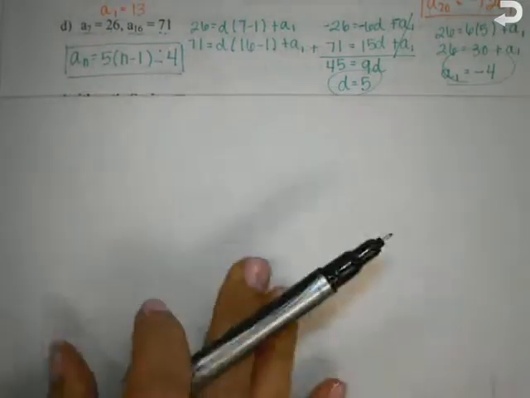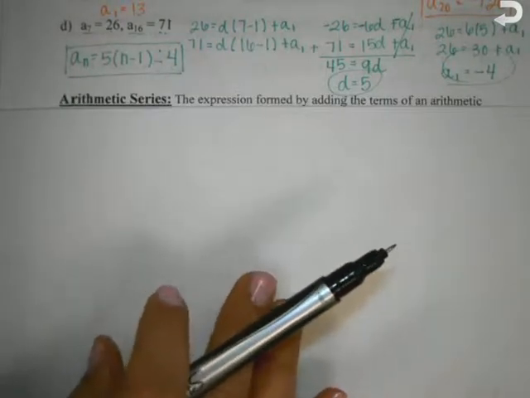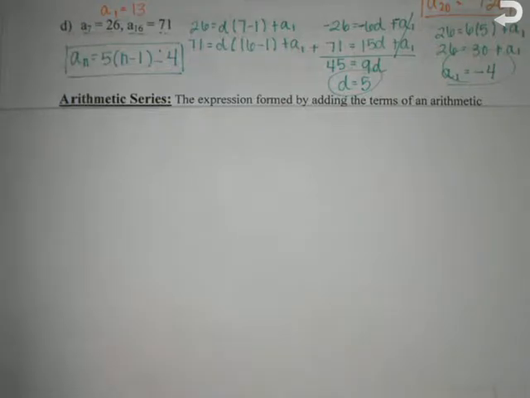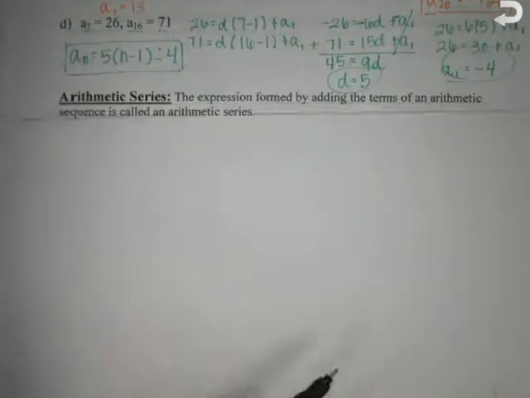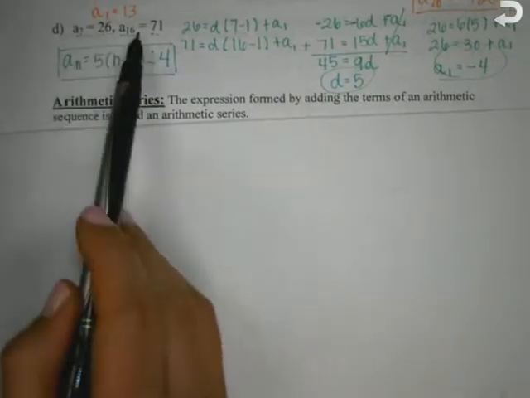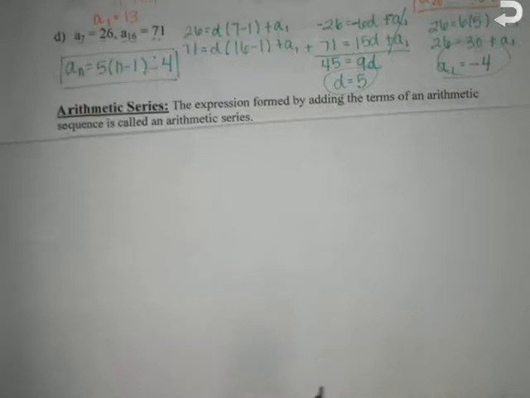Okay. So if they only give you two terms, you use a system of equations. If they give you one term and d, you just plug in what you know to solve for the missing part.